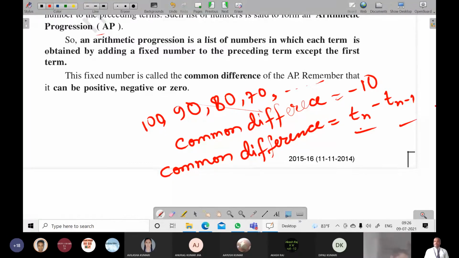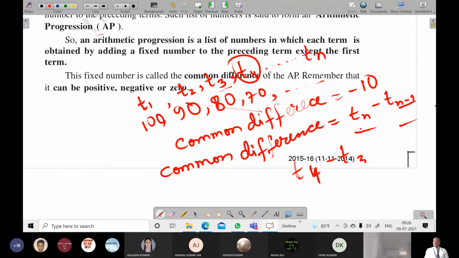Tn represents the further term. Here, this is term 1, T1. Then this becomes term 2, this becomes term 3, this becomes term 4. In this way it goes up to any term, let it be Tn. That means if you are taking Tn, suppose T4, then from there we will be subtracting the term before it, that is T4 minus T3, or T3 minus T2, or T2 minus T1.